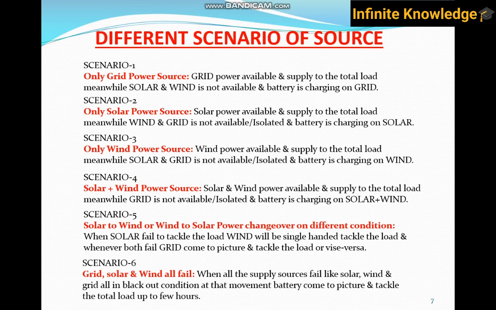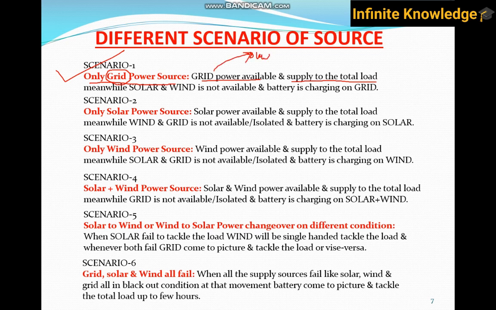So what is scenario one? Only grid power is available. What does that mean? Only the grid is available and the remaining sources are not. Only grid power is available and the total load is fed from the grid. Our 8 kilowatt load is totally on the grid.